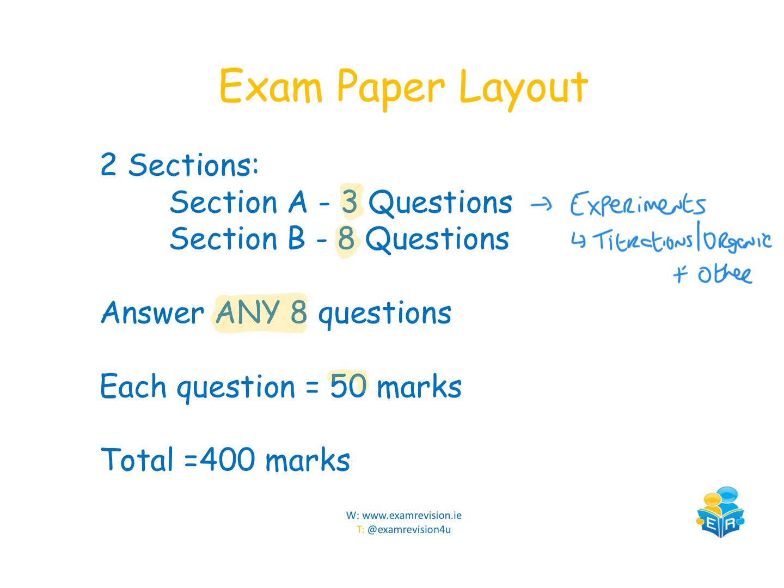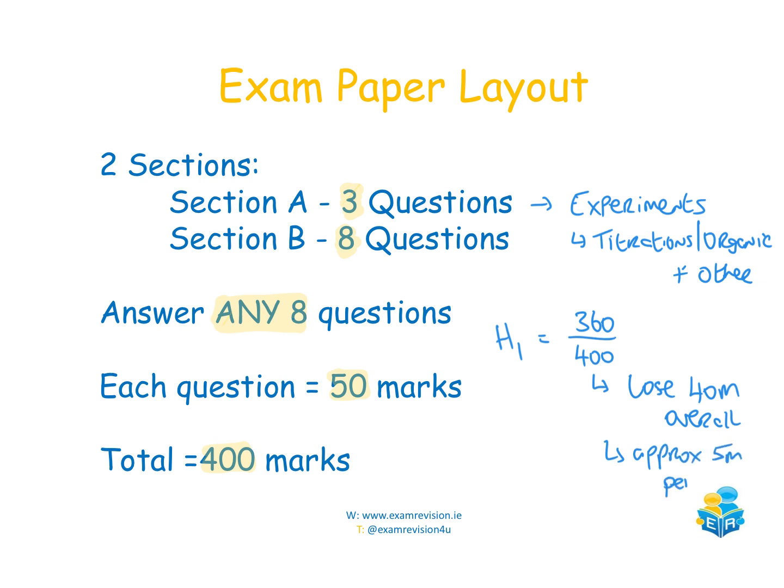Each question on the paper is worth 50 marks, and that gives us a total of 400 marks. Now, if you are looking to get a H1 in your Leaving Cert Chemistry paper this year, you need to get a minimum of 360 marks out of 400. So that means that the maximum amount of marks that you can lose is 40 marks overall, and that averages out at approximately 5 marks per question. So it is very, very tight. To get your H1, you really need to know your chemistry course inside out. You need to have all your definitions, all of your keywords, everything like that sorted.